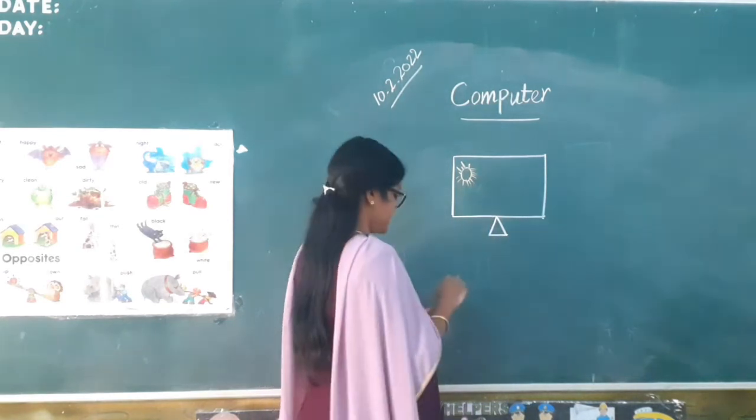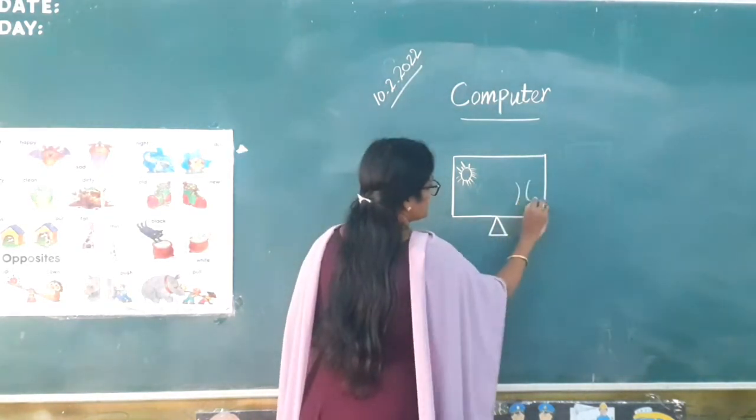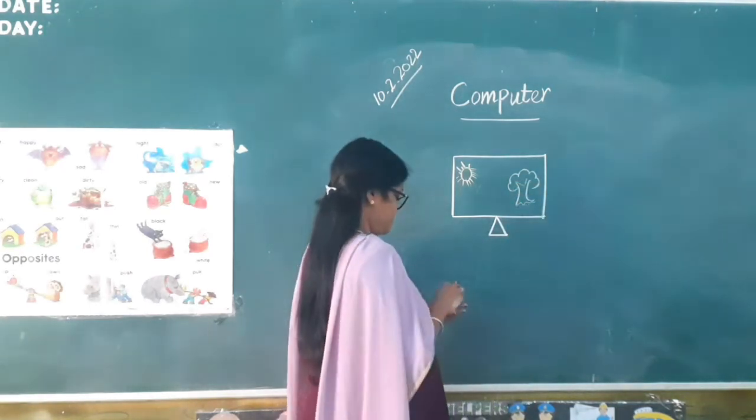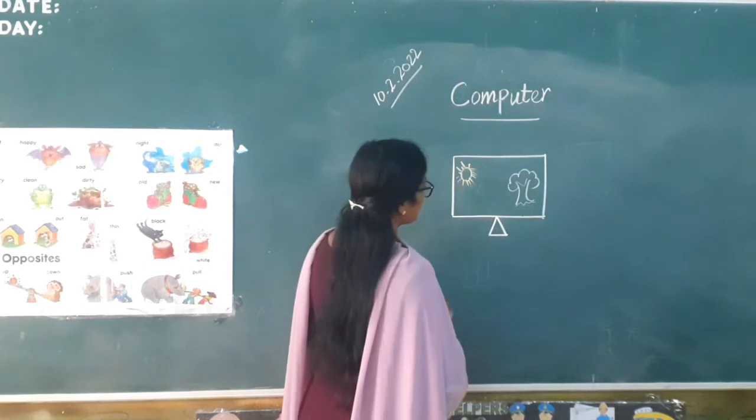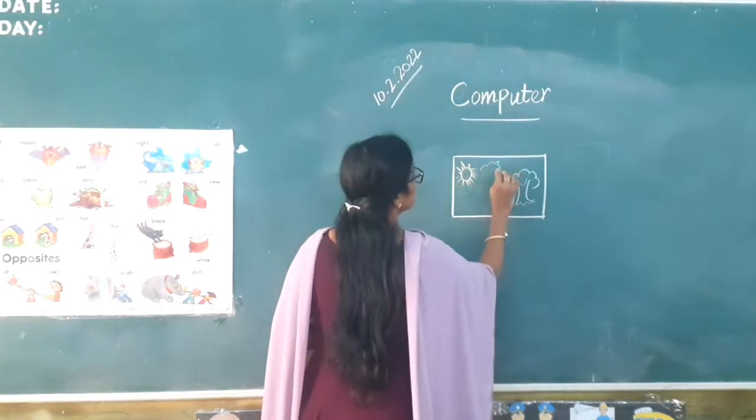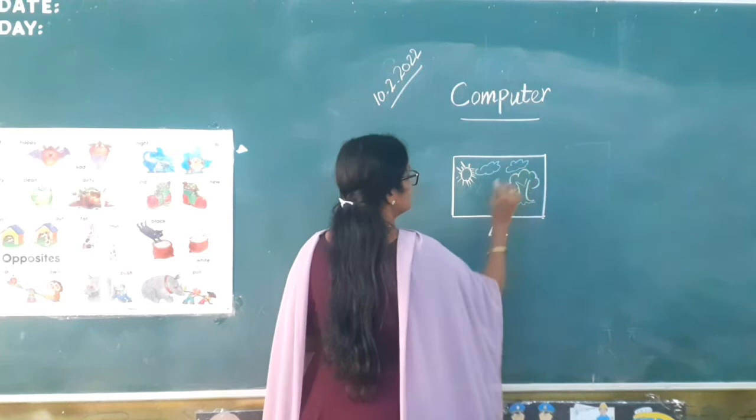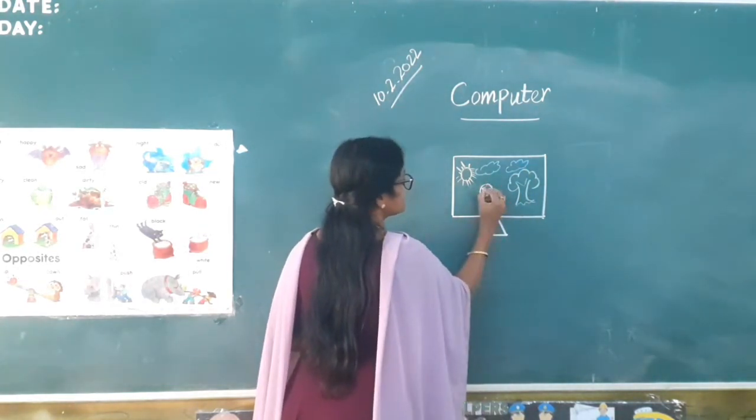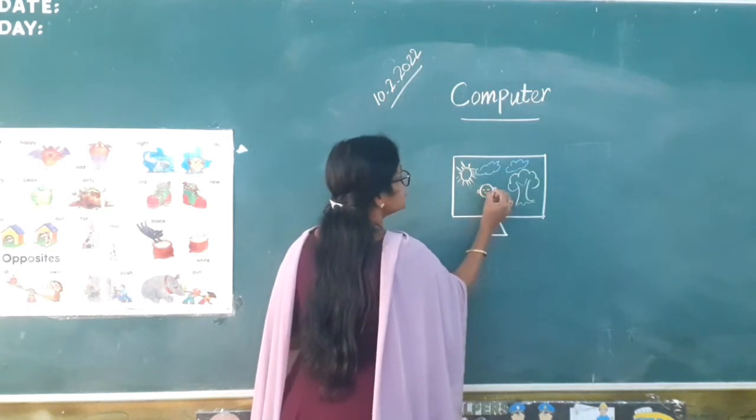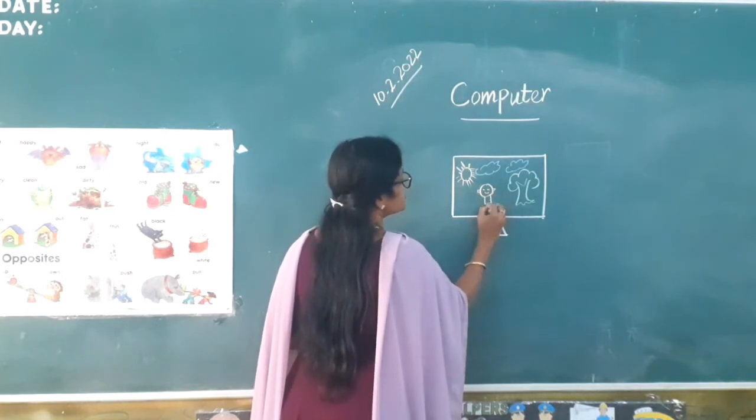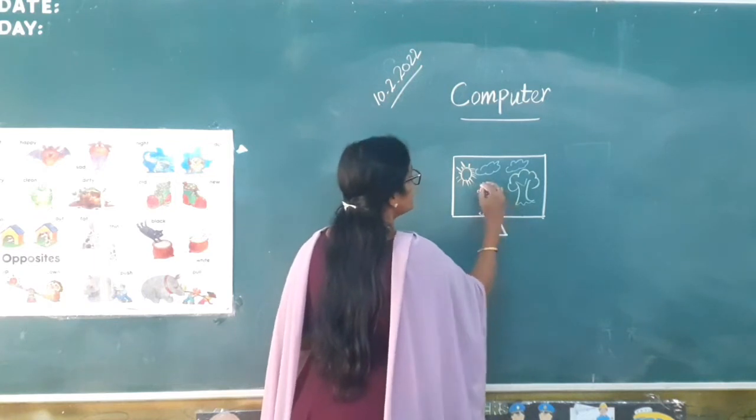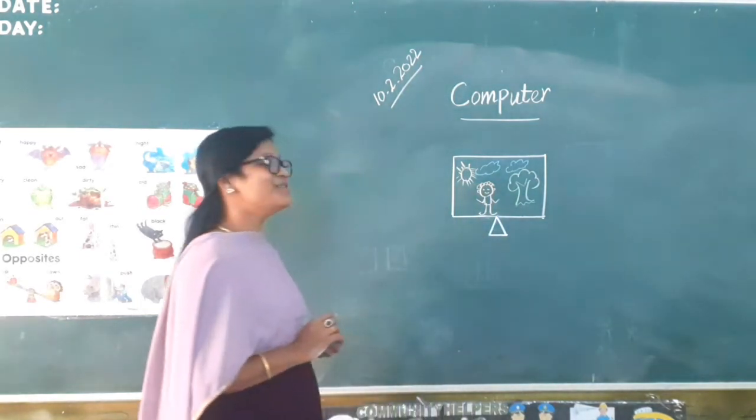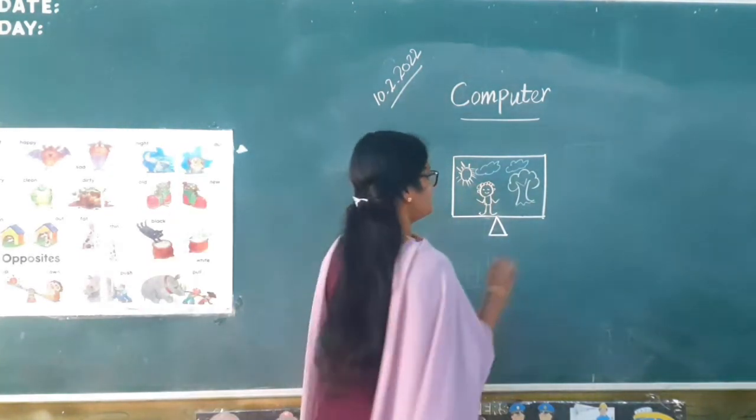Okay, let's draw a sun. I am drawing a tree. Then I would like to draw clouds. Then a little boy. You can draw what you wish. Okay, children, show your creativity. That's it. Monitor.